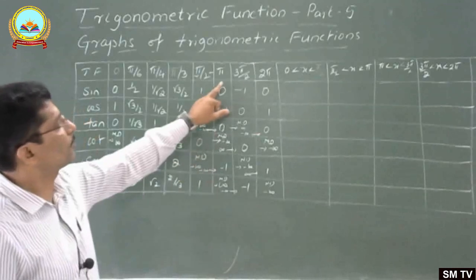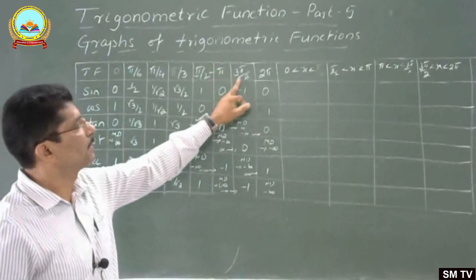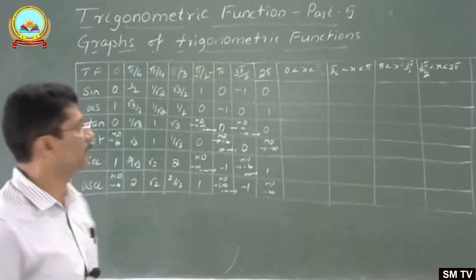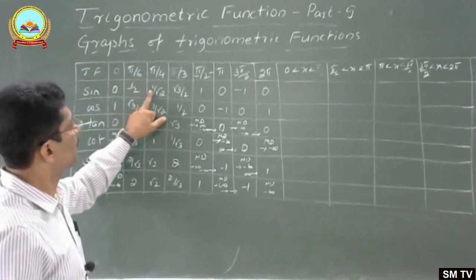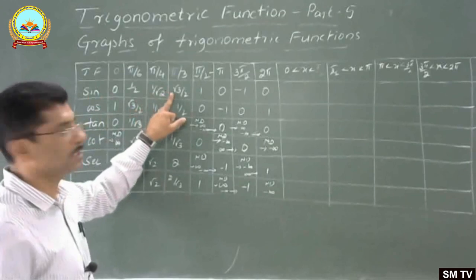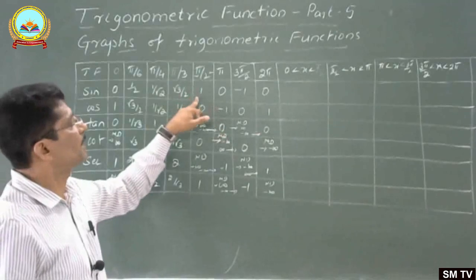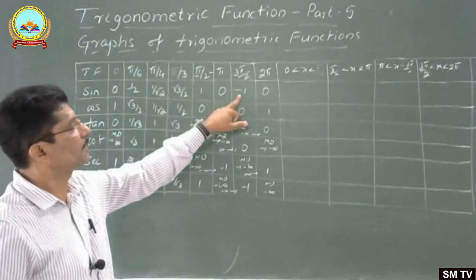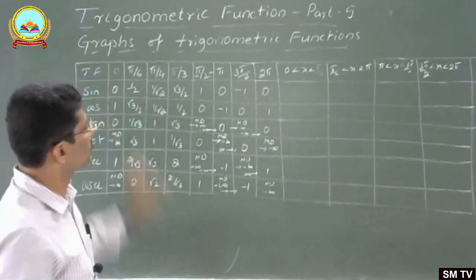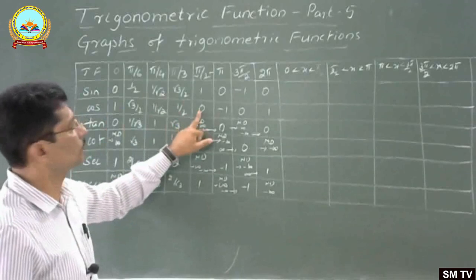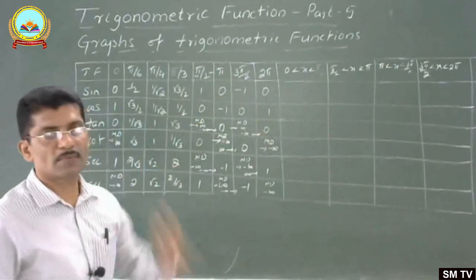And also you know the trigonometric ratios of the quadrant angles: pi by 2, pi, 3 pi by 2 and 2 pi. For the sine function, sin 0 is 0, pi by 6 is half, pi by 4 is 1 by root 2, pi by 3 is root 3 by 2, pi by 2 is 1. And for the quadrant angles, pi by 2 is 1, pi is 0, 3 pi by 2 is minus 1 and 2 pi is 0. Similarly for the cos function, 0 is 1, pi by 2 is 0, pi is minus 1, 3 pi by 2 is 0 and 2 pi is 1.